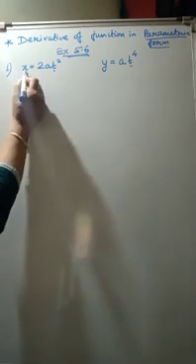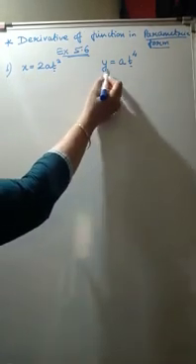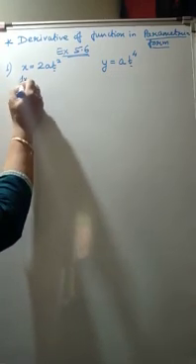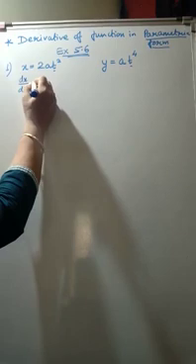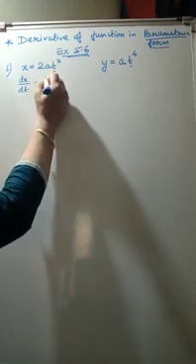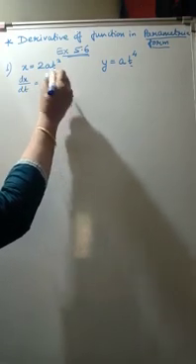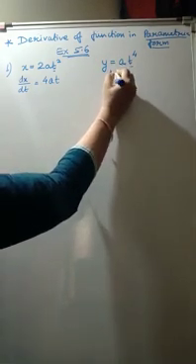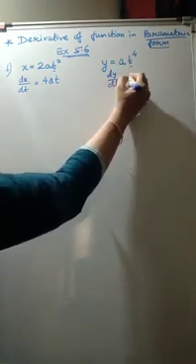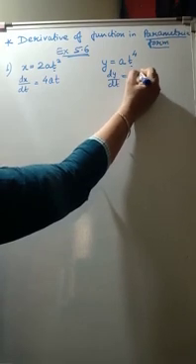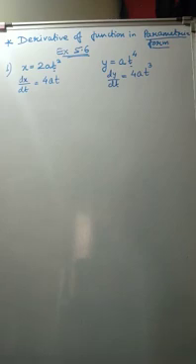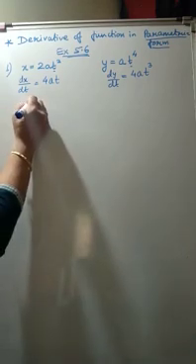So x is a function of t, y is a function of t. You differentiate x with respect to t. So what is dx by dt? dx by dt is equal to 4at. a is constant. Same here, what is dy by dt? dy by dt is equal to 4at cube. Now what is dy by dx?